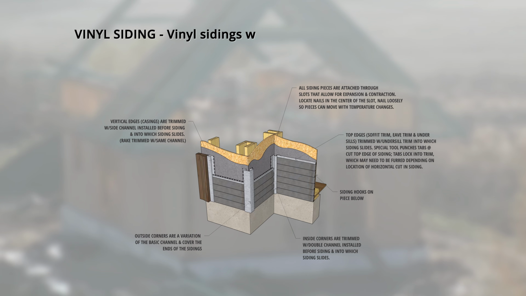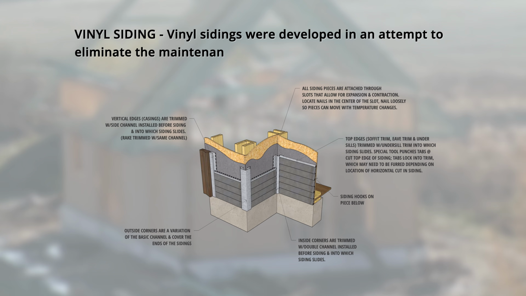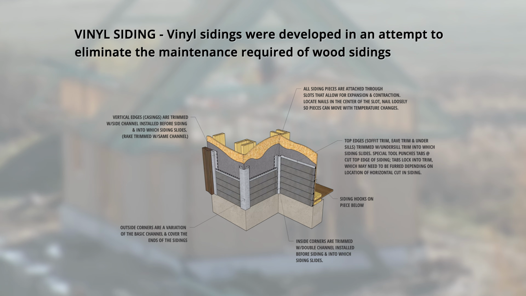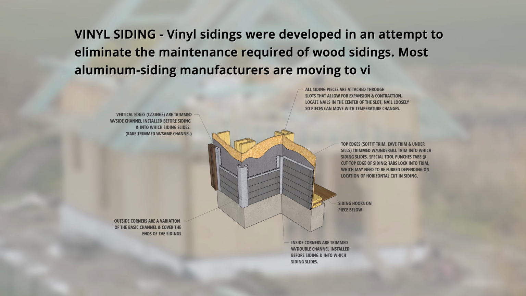Exterior finishes. Vinyl siding. Vinyl sidings were developed in an attempt to eliminate the maintenance required of wood sidings. Most aluminum siding manufacturers are moving to vinyl. Take a look at this detailed illustration.